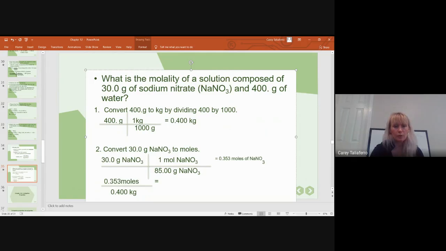All right, so my moles, 0.353, divided by my mass of solvent, which is water. Let me recheck my math there. Divide that by 0.4, and I get 0.882. And that's a lowercase m. I'm dealing with molality. And I will italicize that.